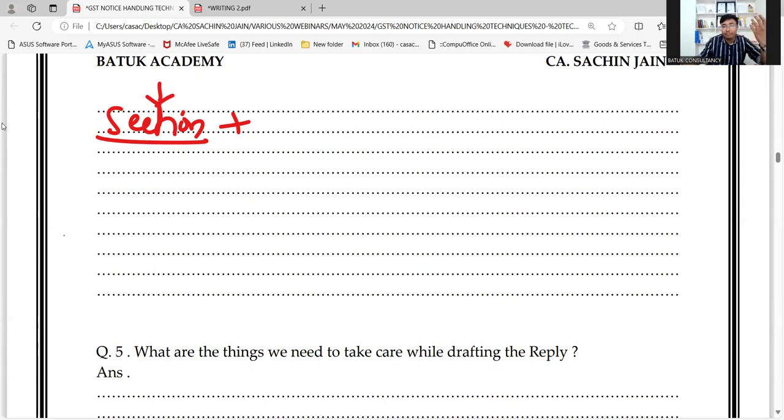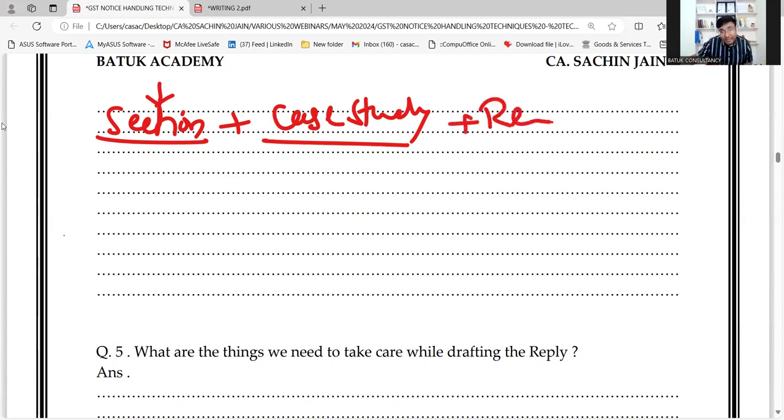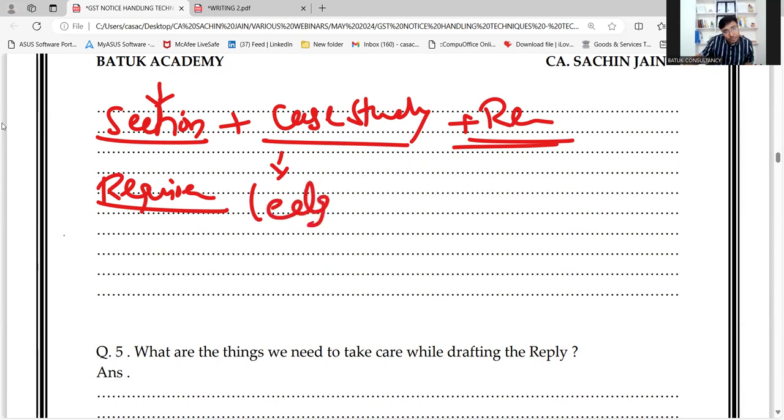And if you are going to take a reference of a particular case study, then there is also a requirement to take note of that case study. And if you prepare a reconciliation, then take reference of that particular reconciliation. And also you need to summarize the requirement. Suppose the departmental authority has issued the notice for section 17 subsection 5, that is blocked credit. In that case you require the ledger from the client: what goods have you bought? For that purpose I need the ledger. So you need to take the requirement in the form of a ledger.